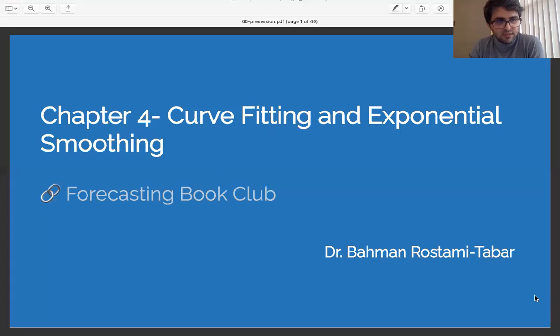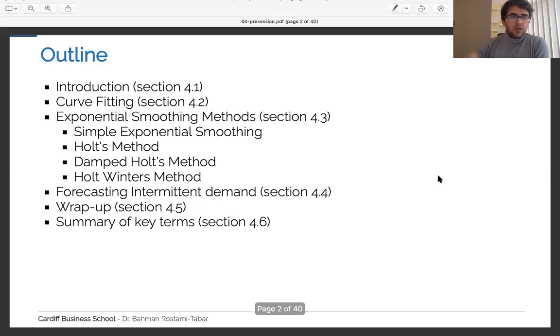In this session, I'm going to present chapter 4 of the book, which is about curve fitting and exponential smoothing. So this book has 6 subsections, basically. First of all, it explains a little bit about the chapter itself. Following that, we have a section dedicated to curve fitting. And then in subsection 3, we discuss the exponential smoothing methods. Following that, there is a very short subsection that talks about forecasting for intermittent demand series, and then following that we have a wrap-up and summary of key terms in the book.